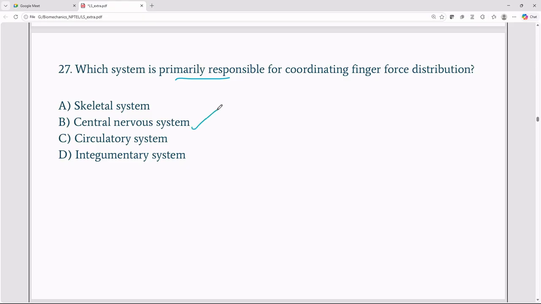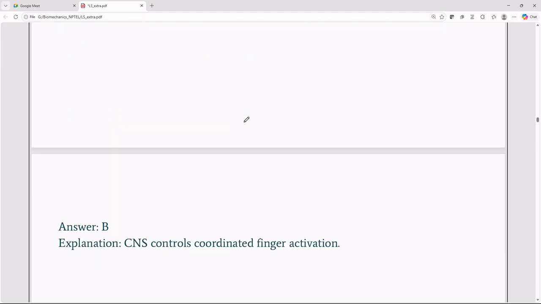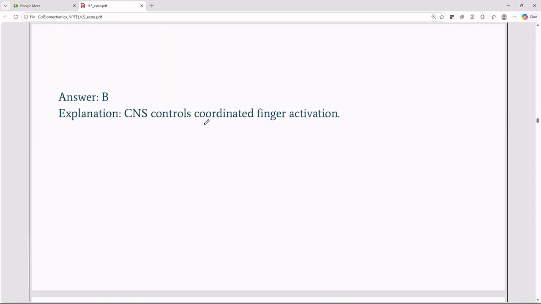Correct answer is option B, central nervous system, or CNS. The CNS controls the coordinated finger force activation. So the central nervous system, or CNS, is the correct answer. Next question.